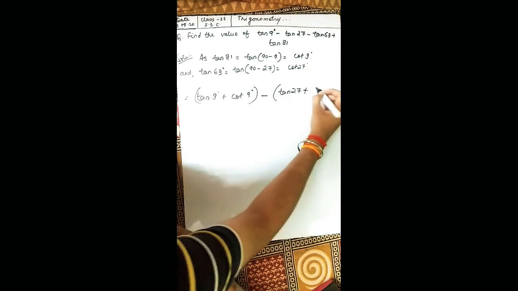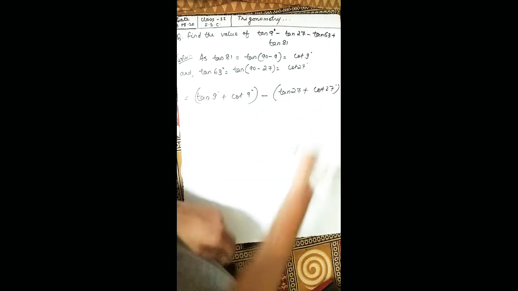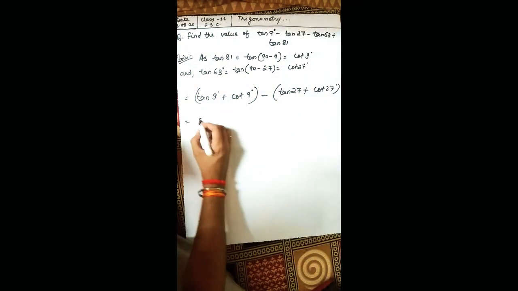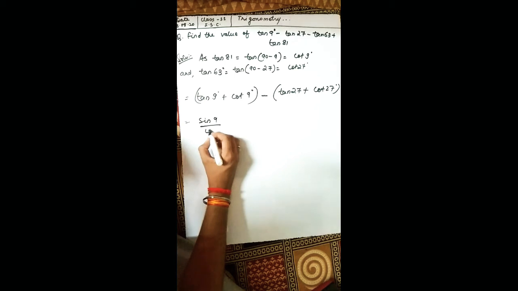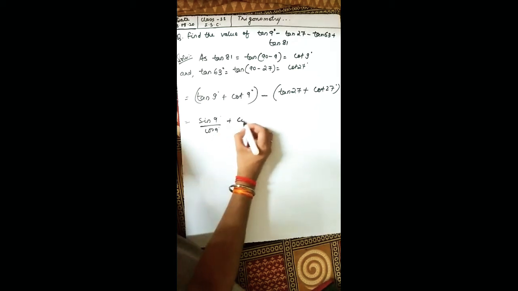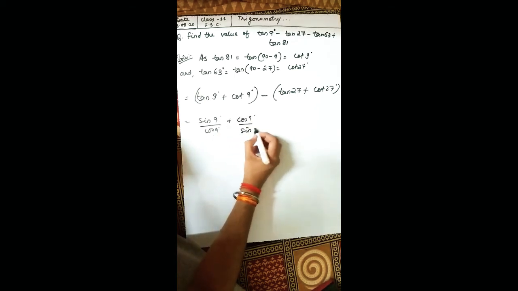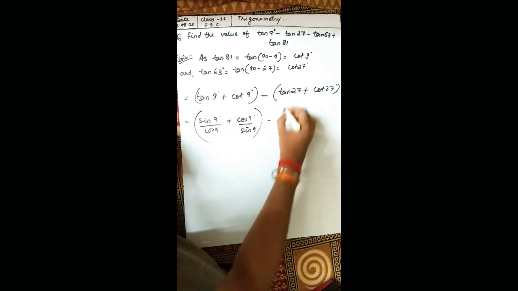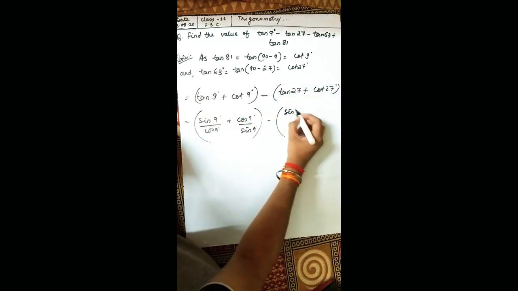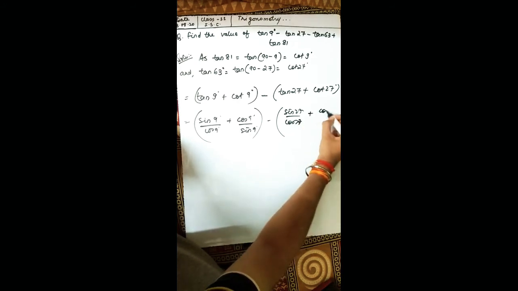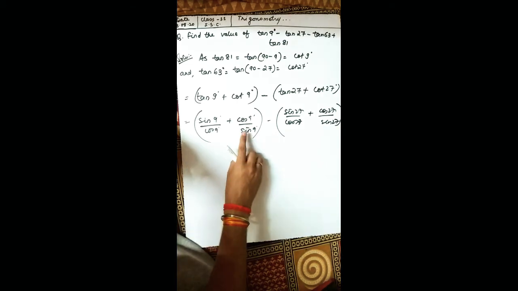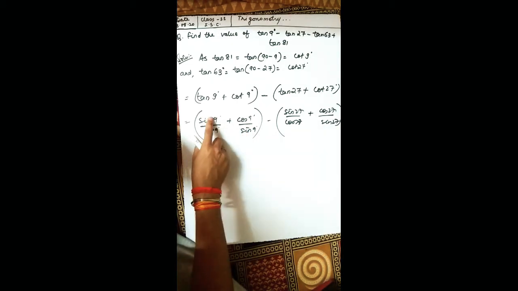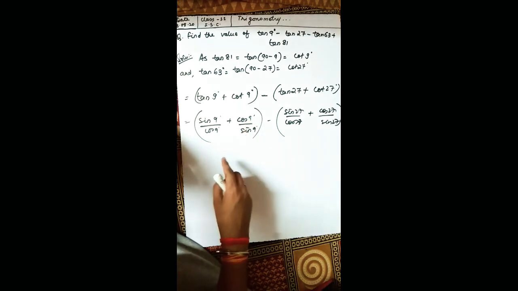Tan 63 degree can be written as tan 27. I've taken minus common, so they both are in positive term. Tan is what? Sin 9 upon cos 9 degree, and cos 9 upon sin 9 degree, minus what will be this? Sin 27 upon cos 27 plus cos 27 upon sin 27. Now take LCM. Sin into sin will be what? Sin square 9. Cos into cos 9 will be cos square 9.